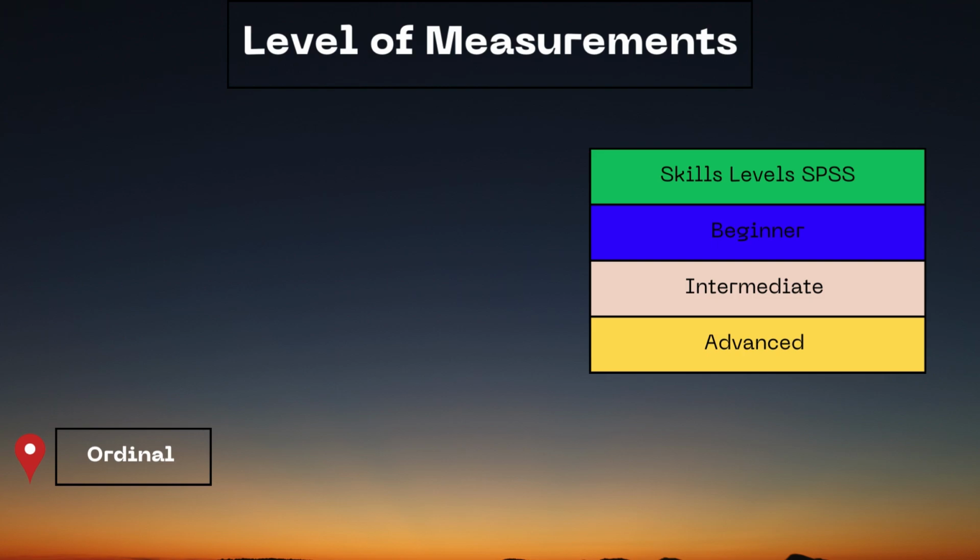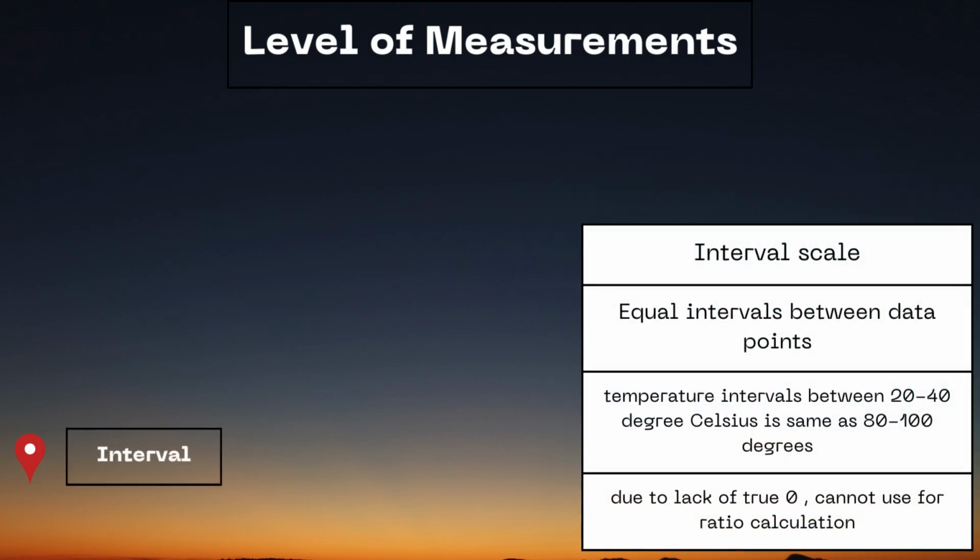Similarly, in an ordinal scale of skill levels like beginner, intermediate, and advanced, the skill gap between beginner and intermediate isn't necessarily the same as between beginner and advanced. Interval data is more sophisticated than ordinal data and is used for quantitative data, both continuous and discrete. It is measured on a scale with standardized and equal distances between any 2 points.